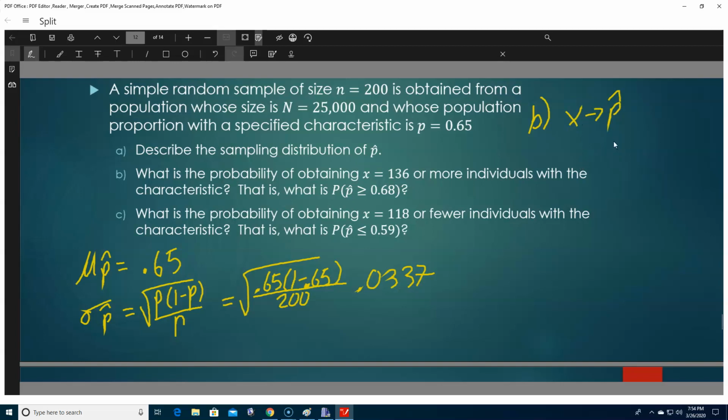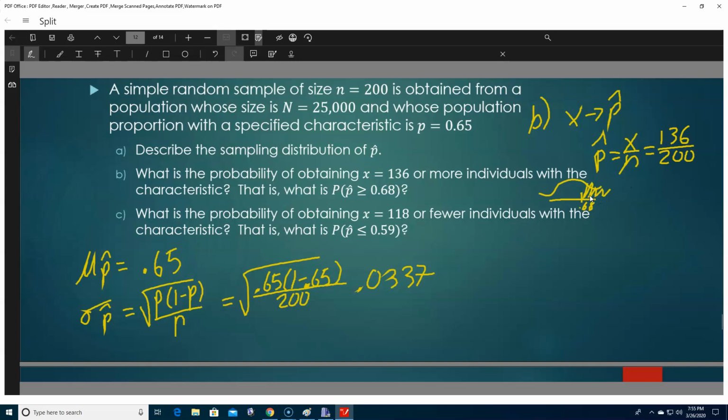To change X into a p hat, we simply need to make a fraction out of that number. So our formula for p hat is equal to X divided by n. Our X here is 136. Our n is 200. So when we do that calculation, our p hat is 0.68. Okay, so that's where that 0.68 comes from, this little fraction. So now, we need more than 0.68. If we think about that normal curve, 0.68, we need everything to the right of 0.68.